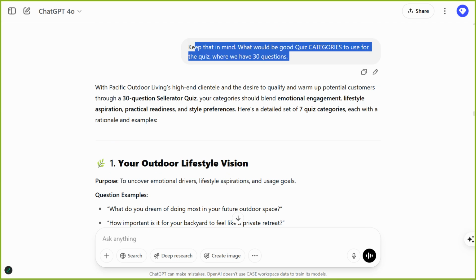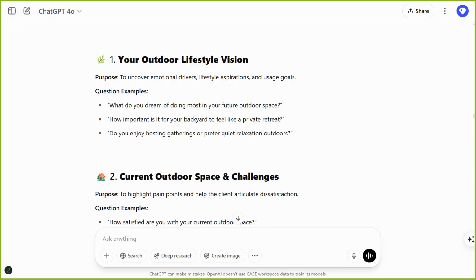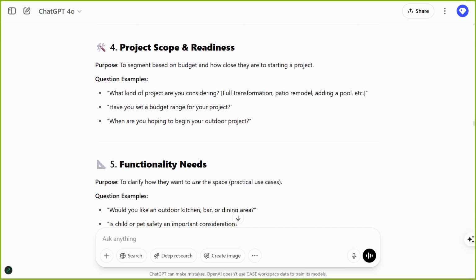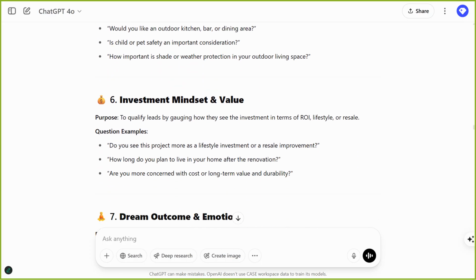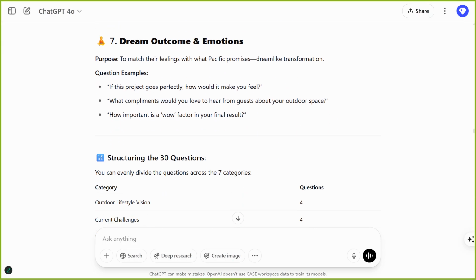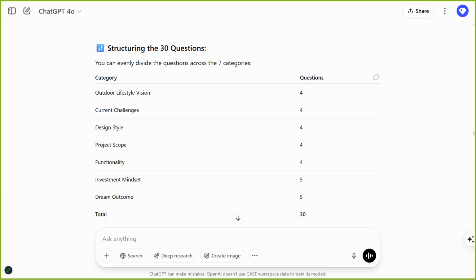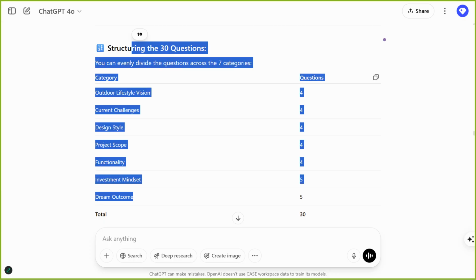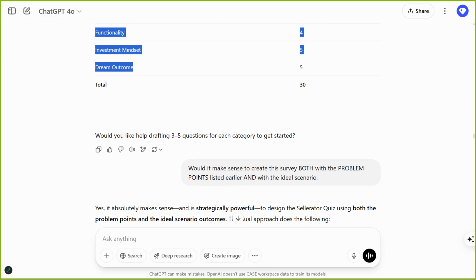Now what would be good quiz categories to use? And if we want to, let's say, have 30 questions for starters, then it comes up with different outdoor lifestyle visions, different categories. What should be covered in the questions? So we could say, well, let's make a survey of 30 questions, and then for each of these categories, maybe 4 questions, right? So we do that.